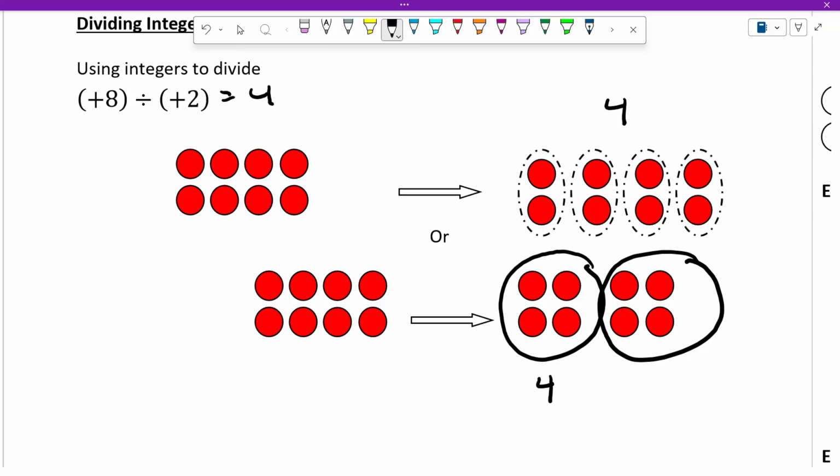So on the very first page of the assignment, it's got a whole bunch of questions like this with diagrams. If you don't like the diagram stuff, just do the calculation like we did on the second side of the page. Okay? That's it for today.